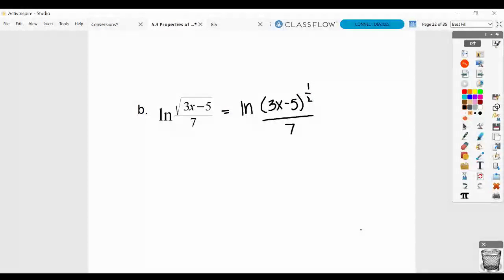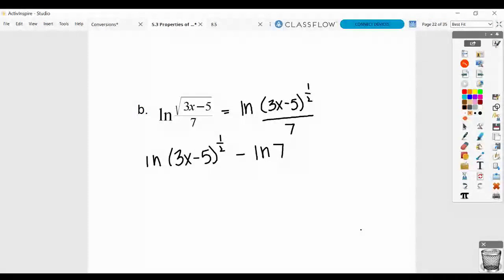The next thing that you can look at is we are dividing. So we're going to be using the quotient property. And when we use the quotient property, we subtract. So it would be the ln of 3x minus 5 to the 1/2 power minus the ln of 7.